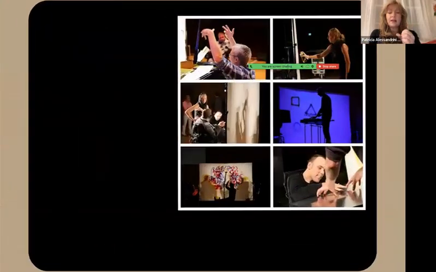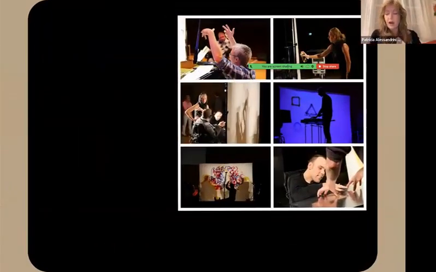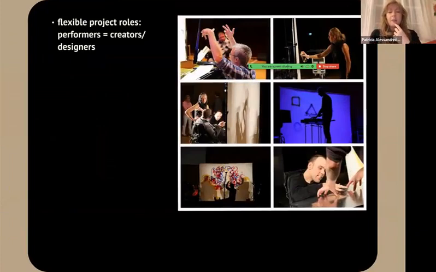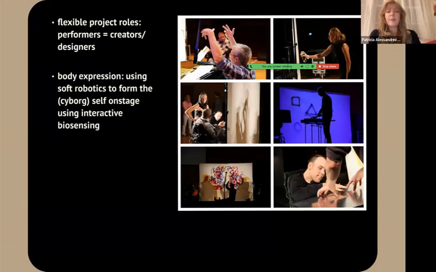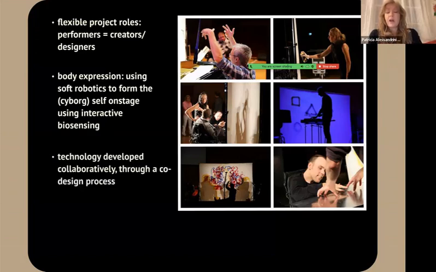So the idea of this project conceptually, to tie all these things together, is having flexible project roles, especially in creating technology centering on bodily expression. In this case, the soft robotics are going to be a way of forming the cyborg self on stage, especially as it's using biosensing. The technology is developed collaboratively through a co-design process.